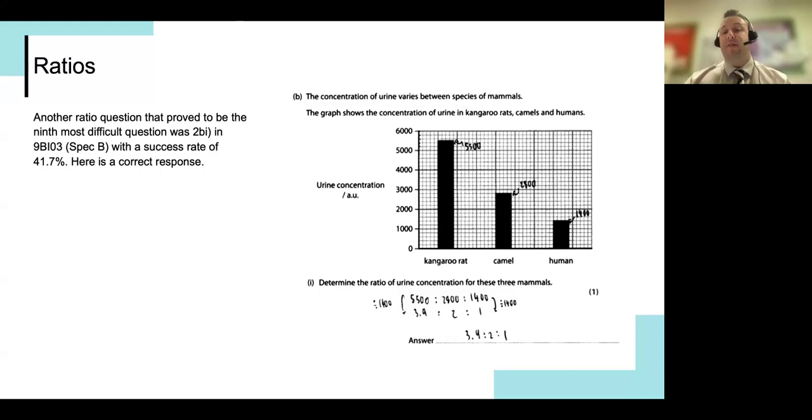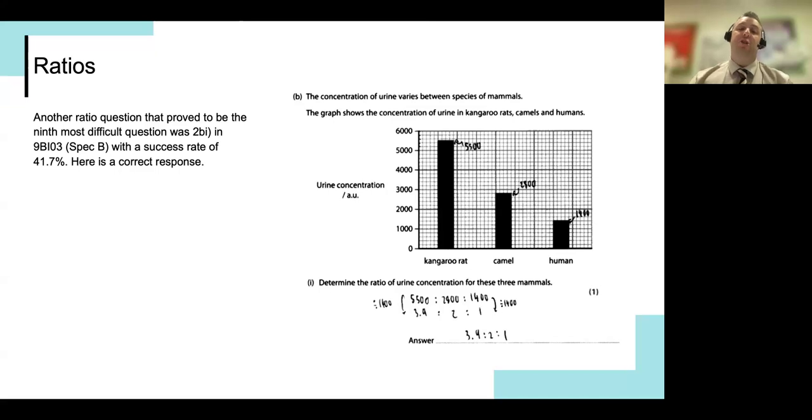And then what they've done is they've taken the last number, which is 1,400, and they've divided everything by 1,400. So they brought it down to 1 for the last number, 2 for the middle number, and then 3.9 for the first number. So they've got a 3.9 to 2 to 1 ratio. So once you've learned that skill, they've got that skill now, which you can clearly see this student has.